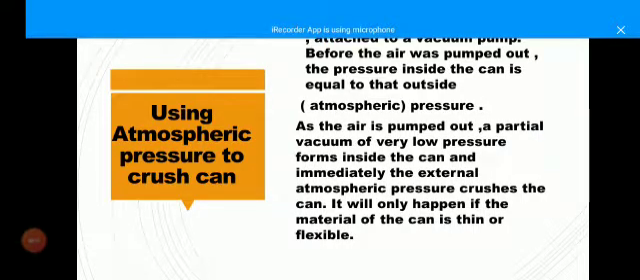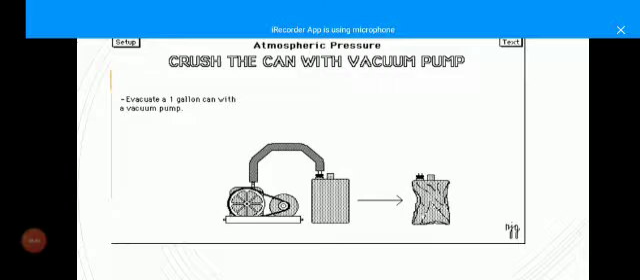As the air is pumped out, a partial vacuum forms inside the can, and immediately the atmospheric pressure exerted crushes the can. It will only happen if the material of the can is thin or flexible. This happened just because the wall of the can is thin. That's why. Now look at this one diagram.